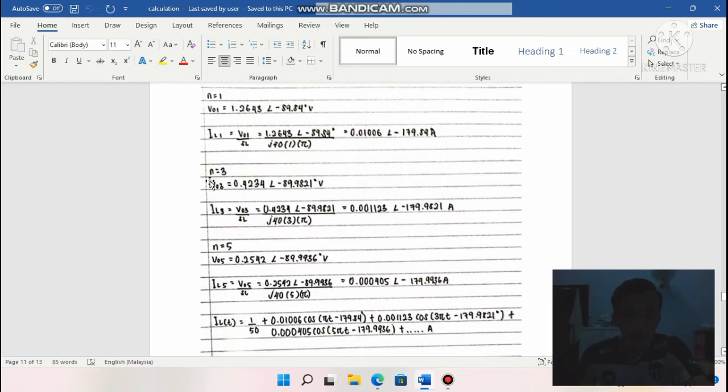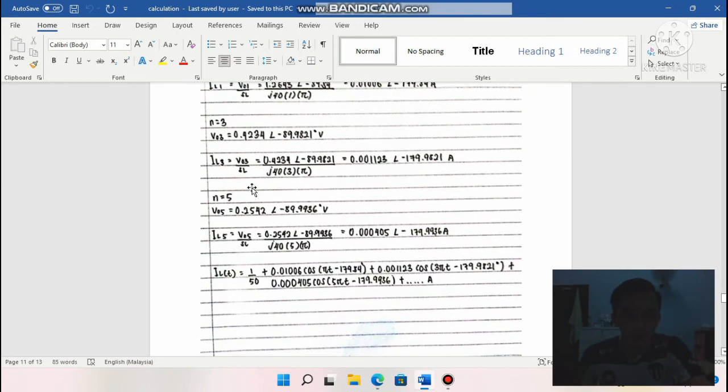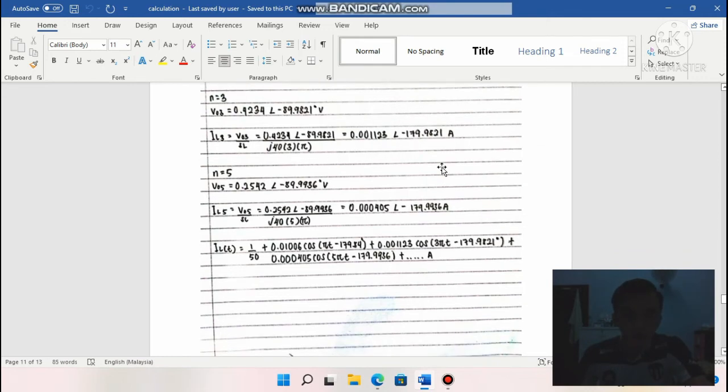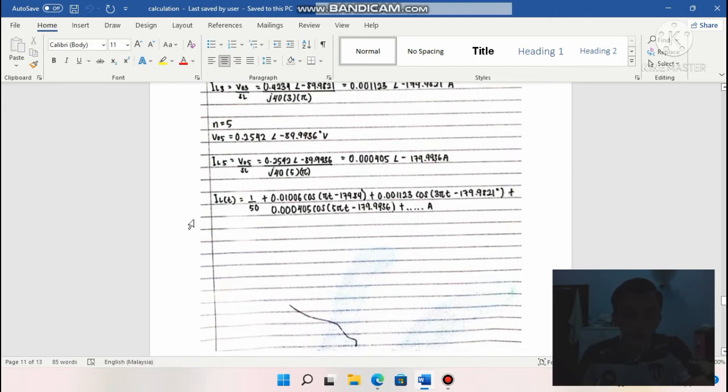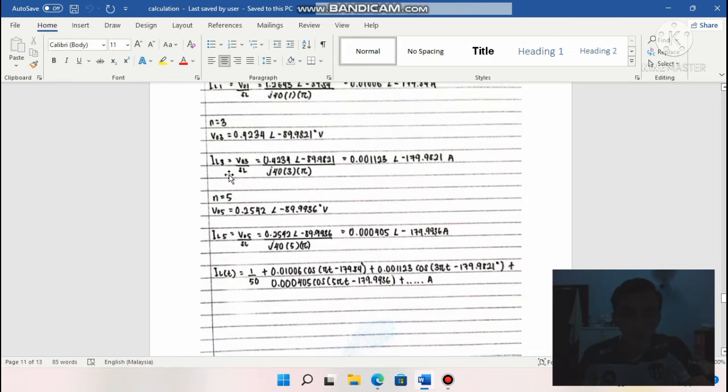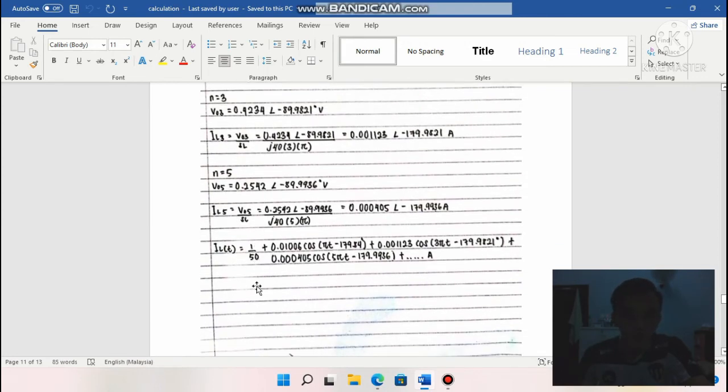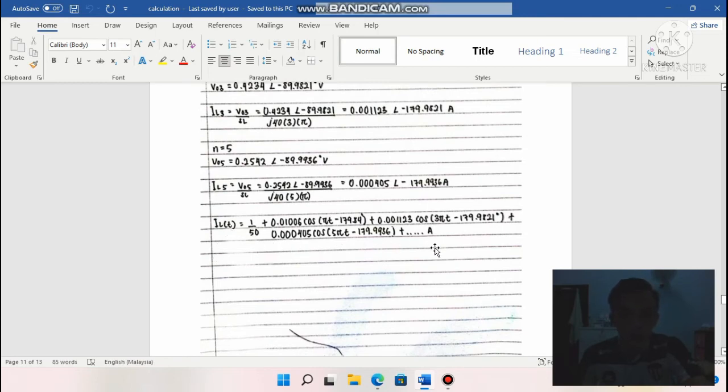And then the next step is N equal to 3. Similarly, we put the entries into the formula here, so we will get this answer for current IL3. And the next step is N equal to 5. Then we put it into the calculation for IL5, so this is the answer we get for IL5. After that, we put all the answers for IL1, IL3 and IL5 into one equation for ILT, and this is the final answer for ILT.